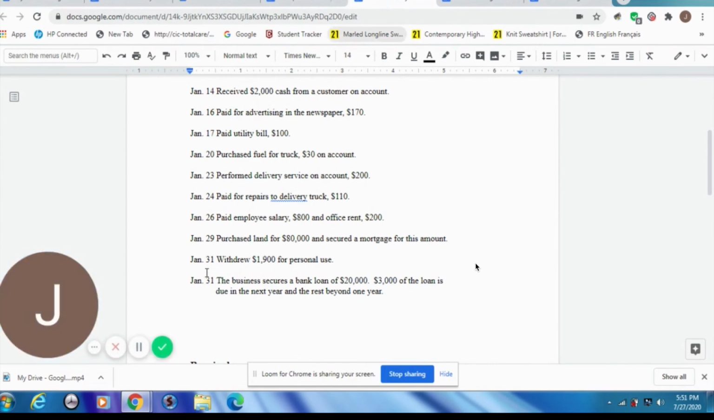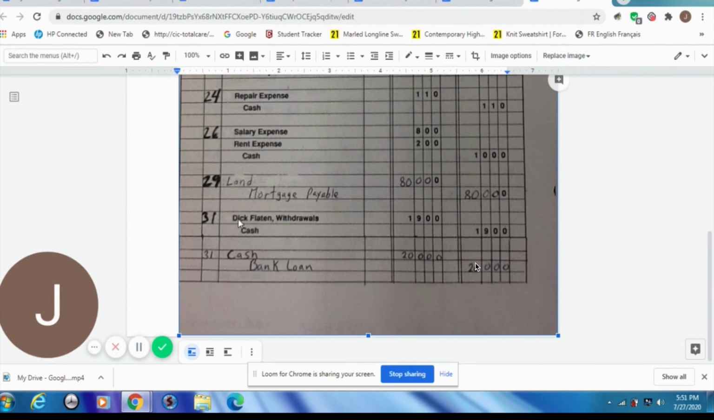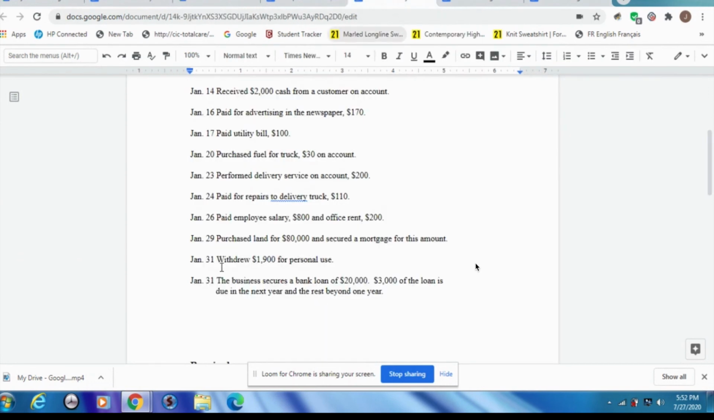This time it's the 31st, and it says withdrew $1,900 for personal use. So the owner is taking some money out of their business, $1,900, and we're going to do a journal entry for that. All right, so we'll go back to our journal. We'll put the 31st here, and we're going to debit withdrawals, or drawings, same thing. Withdrawals, drawings, same thing. Okay, we debit that $1,900, and we're going to credit cash $1,900 because the cash is being taken out of the business. Okay, so we have to credit cash when an owner withdraws cash from the business. All right, looks like we got one more journal entry left, so we're going to leave a blank line once again. Go back to our transactions and look at that final entry in January.